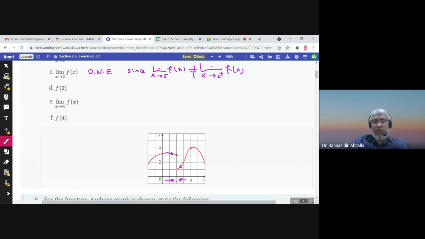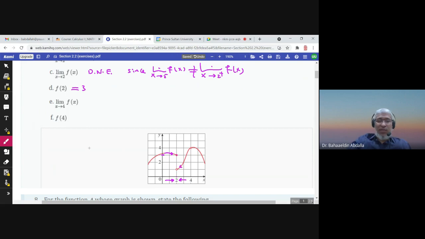What is f of 2? To find f of 2, this is 2 and I go up until I reach the function. So this point will give you f of 2, which is 3. So f of 2 is 3.